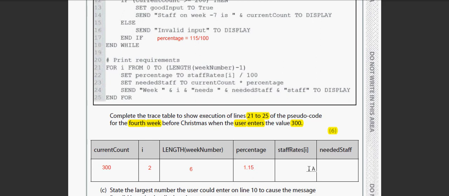1.15 then. So now we've got to do staff rates I. Well, we've just done staff rates I because actually we went and got staff rates I here. So the answer to that one is 115. And so now all we need to do is needed staff. You've got to run through this as if you were the program. Needed staff is current count, which is 300, times by percentage, which we've got as 1.15, which actually is 345.